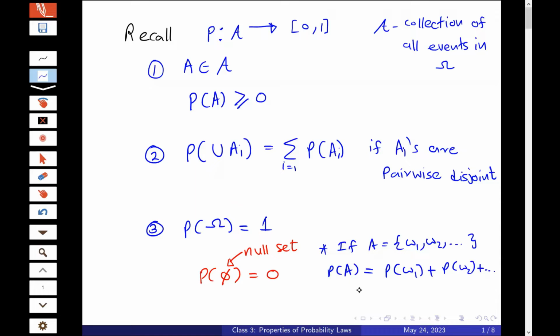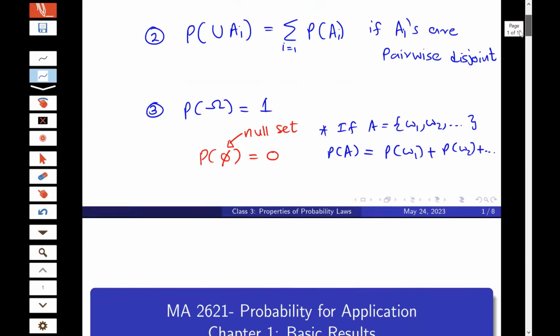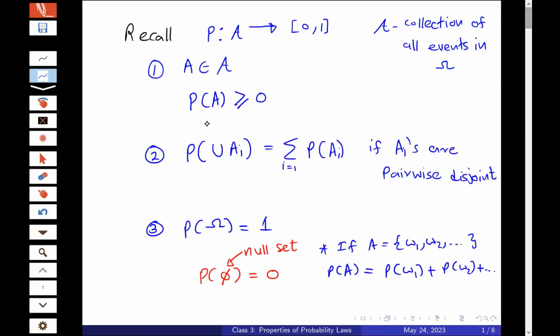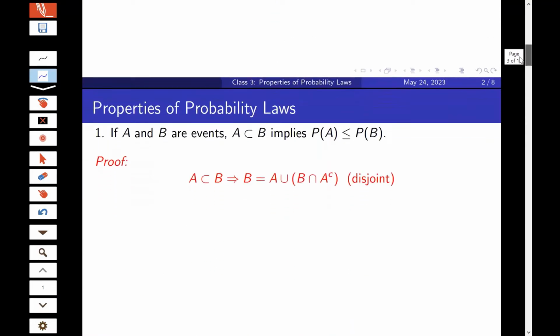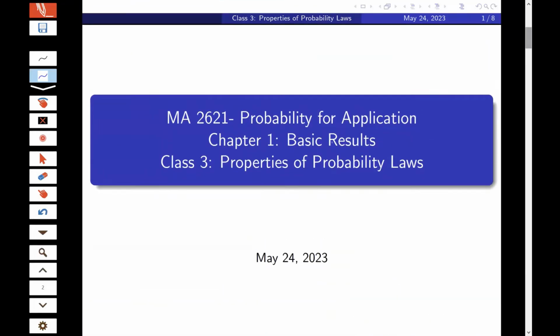So these are the things we mainly covered in the last class, and we learned how to find the probability of an event if outcomes are equally likely. If outcomes are equally likely, then the probability of an event is the number of items in the event over the total number of items in the sample space. Now we are going to use mainly these three rules to derive a few more properties of the probability laws.